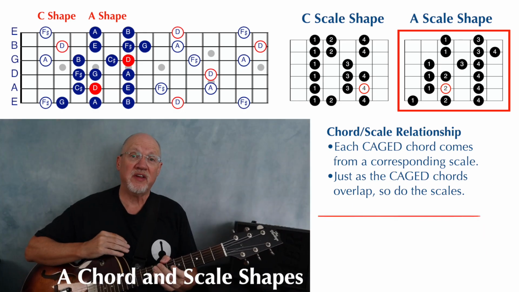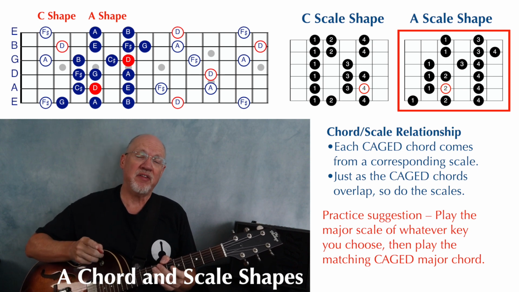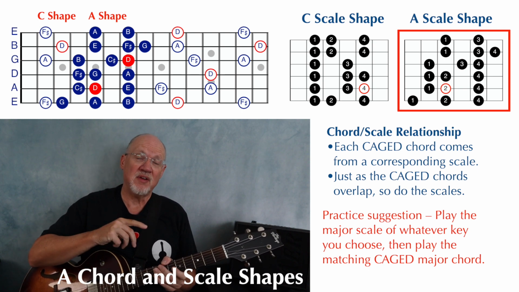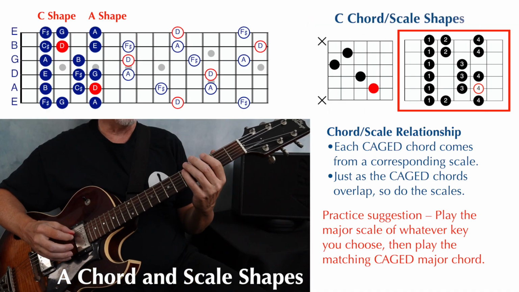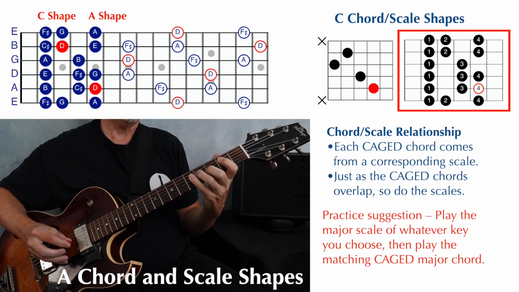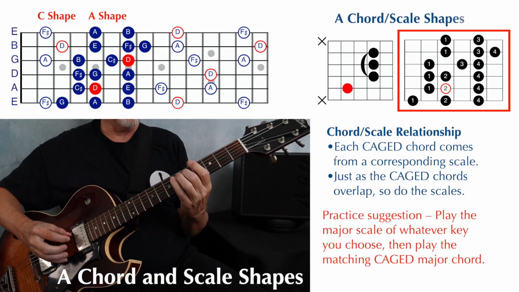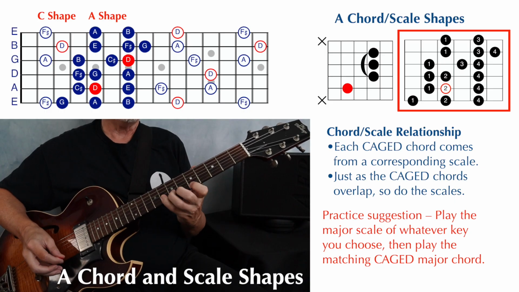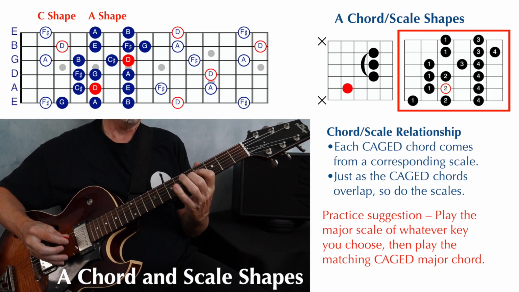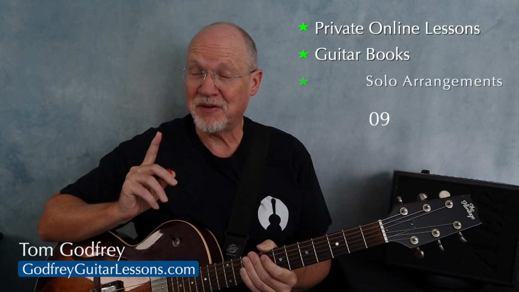To help correlate the scale forms and the chord forms, I suggest playing a major scale and then right after that, play the major form that comes out of that scale. So C scale form, and then play the C chord form right after it, and then the A form. And then the chord.